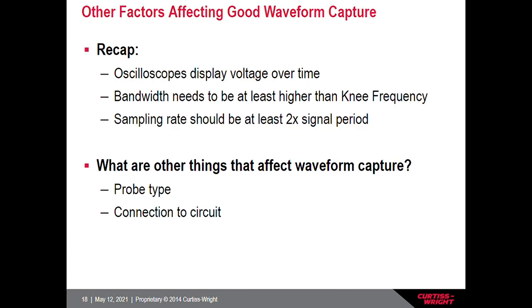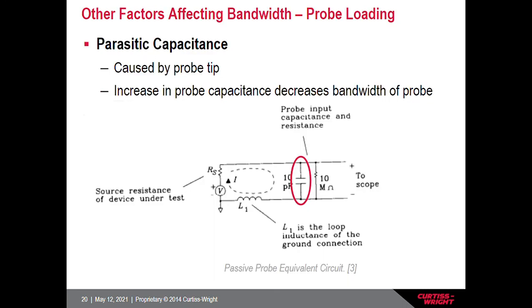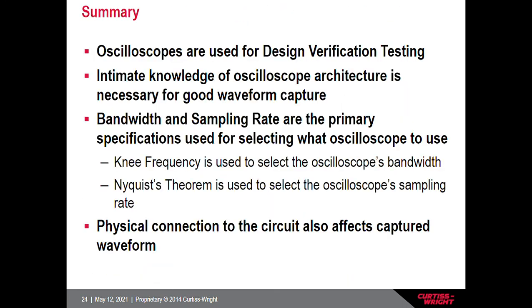Just to recap, oscilloscopes are tools that display voltage over time. The bandwidth of the analog front end needs to be at least higher than the frequency, and the sampling rate should be at least 2 times the signal's knee frequency period. I had a bunch of other stuff, but unfortunately I'm almost out of time.